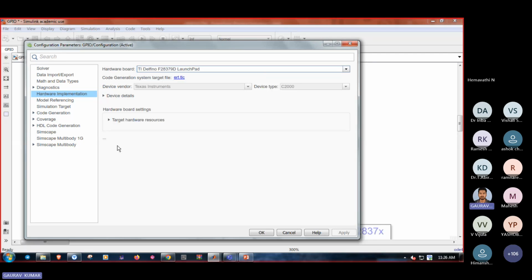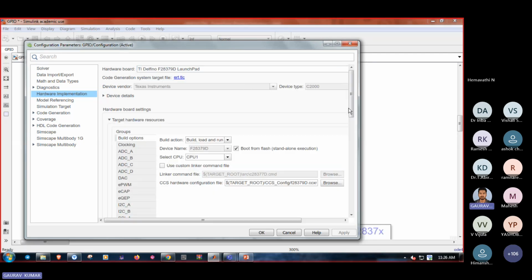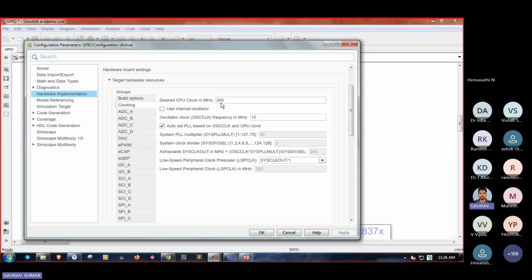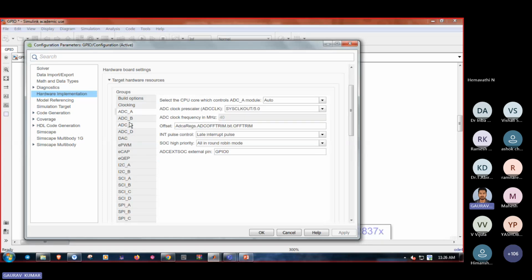Okay, this is the hardware board, target hardware source. You can see, this is the clocking, which means we have a CPU frequency of 200 megahertz. We have four ADC modules, A, B, C, D, and we have DAC channels. We have three DAC channels.